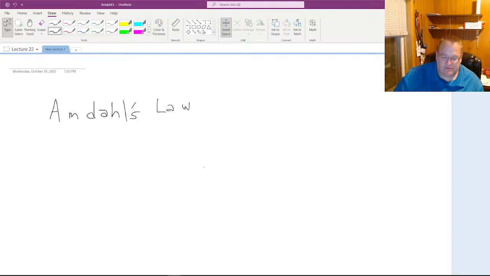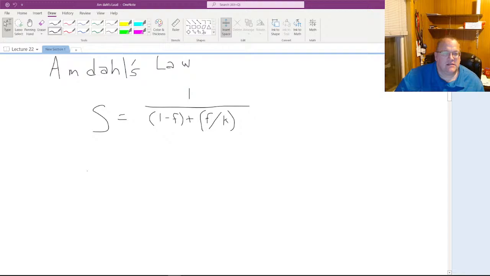Okay, so let me give you the formula, and then we'll talk about how it's used. All right, so S equals 1 over (1 minus f) plus f divided by k. All right, so now we have to tell what each of these is. So S is the speed up.